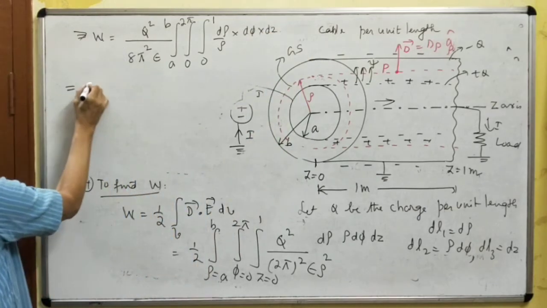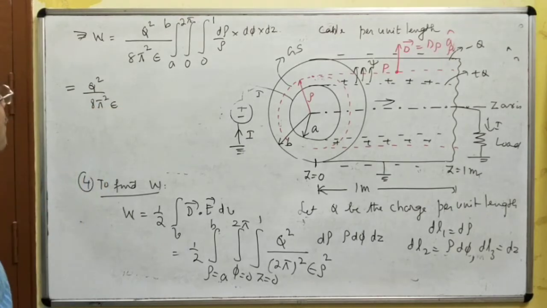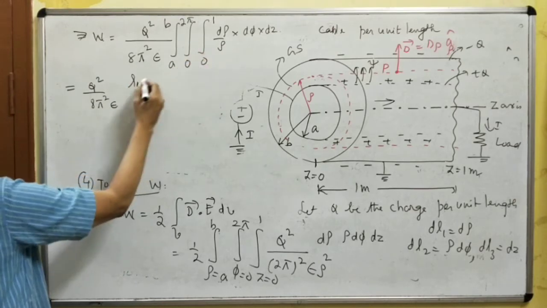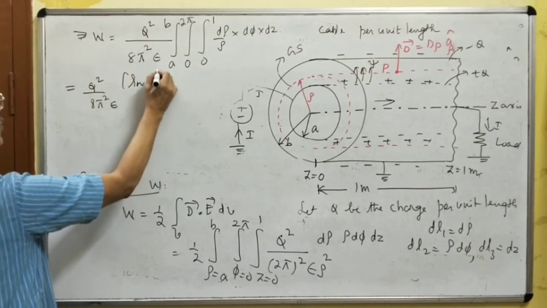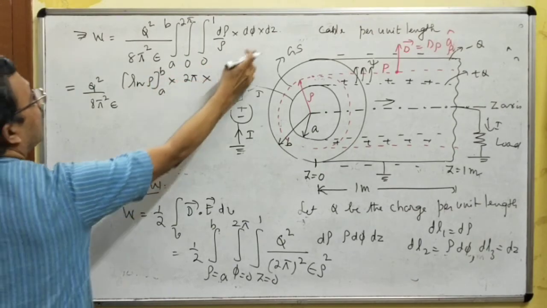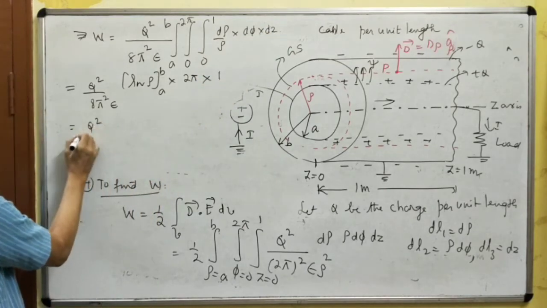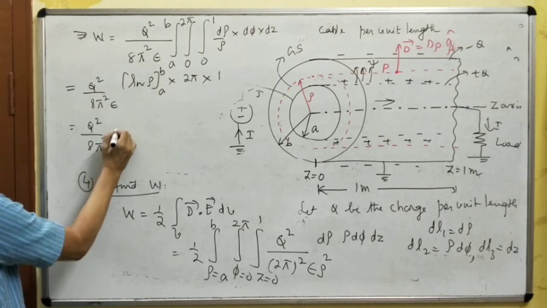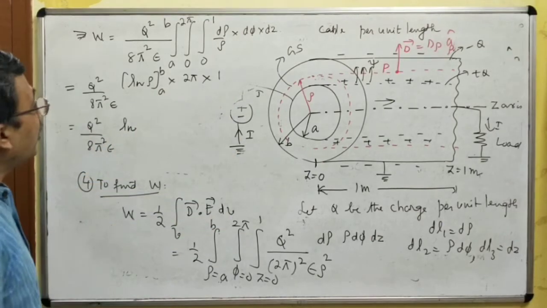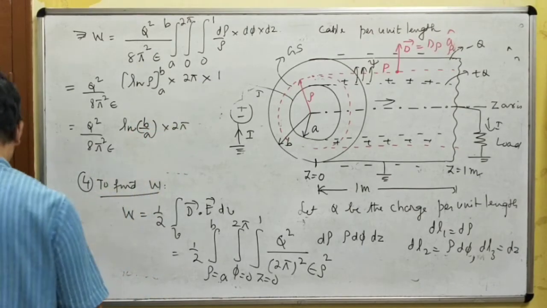So this equals Q square divided by 8 pi square epsilon. If you integrate d rho by rho, that is 1 by rho, you get log rho between A and B. If you integrate d phi and put limits, you get 2 pi. If you integrate dz, you get z, put limits, you get 1. So this is Q square divided by 8 pi square epsilon. Natural logarithm of b minus natural logarithm of a is log of b by a, so natural logarithm of b by a into 2 pi.